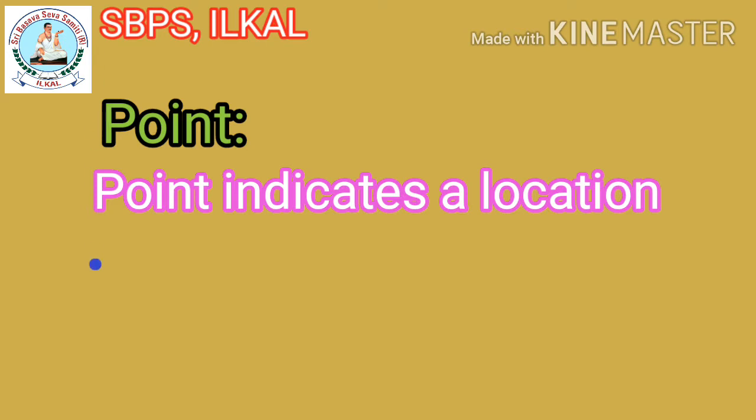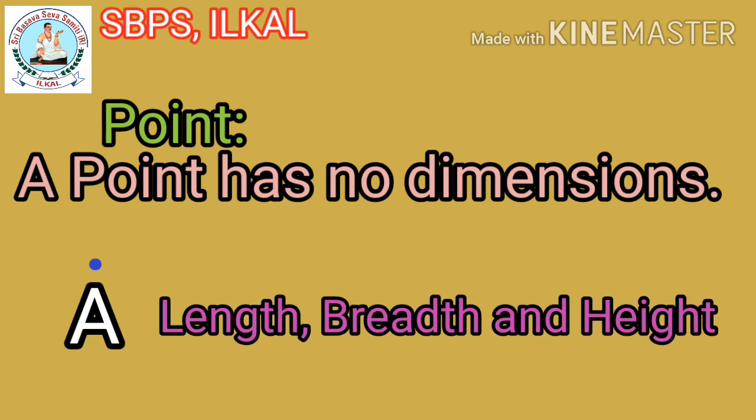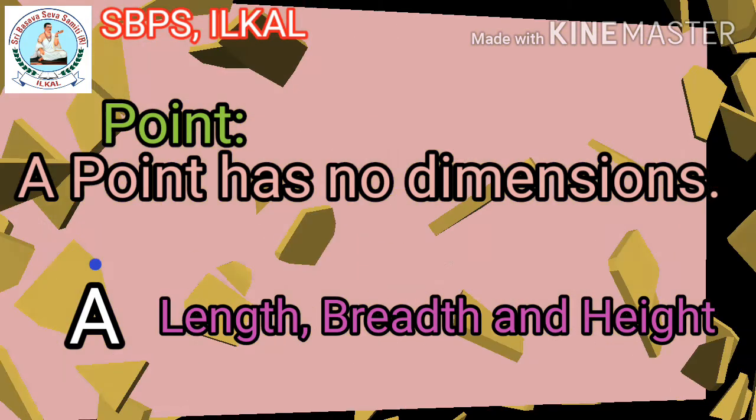First one is point. Point indicates a location. Whether the point is visible to you children, that dot we will call it as a point. We can name the point as A. Which A? Capital A. Points will be represented with capital letters. Okay, you can consider any alphabet. A point has no dimensions. Means length, breadth and height cannot be measured. Even radius also we can't find, children. Okay.